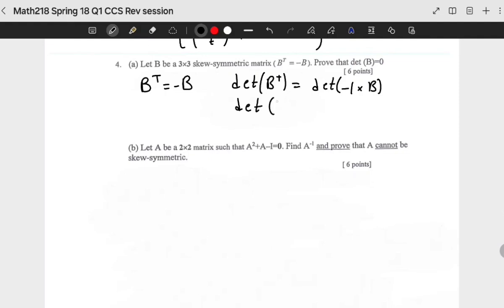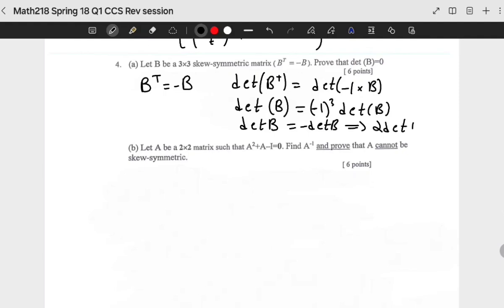So the determinant of B transpose, which is equal to the determinant of B, we know this property that the determinant of B transpose is always equal to the determinant of B. It's equal to minus 1 to the power 3 times the determinant of B. So the determinant of B is equal to minus determinant of B. So we know that 2 times determinant of B is equal to 0. So determinant of B is equal to 0.